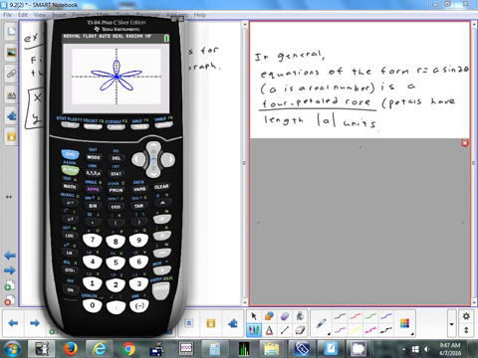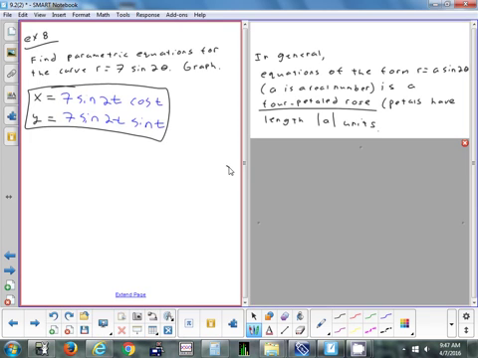Okay. So I just want you to know what those two numbers do. First number controls the length of the petal. Second number controls how many petals.